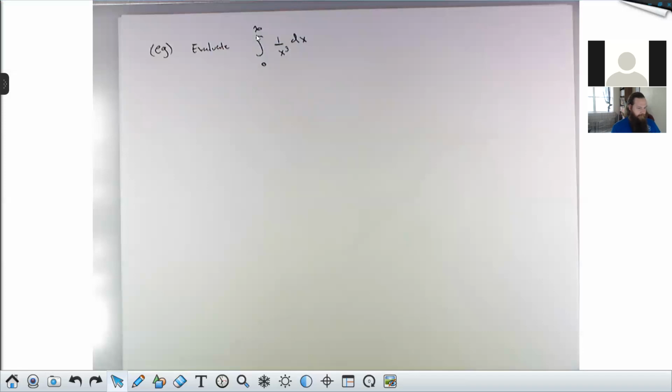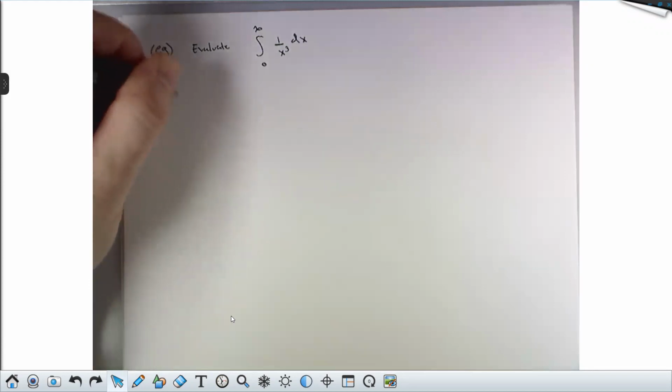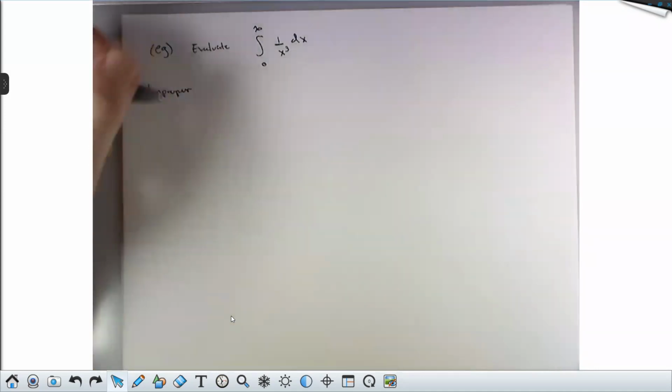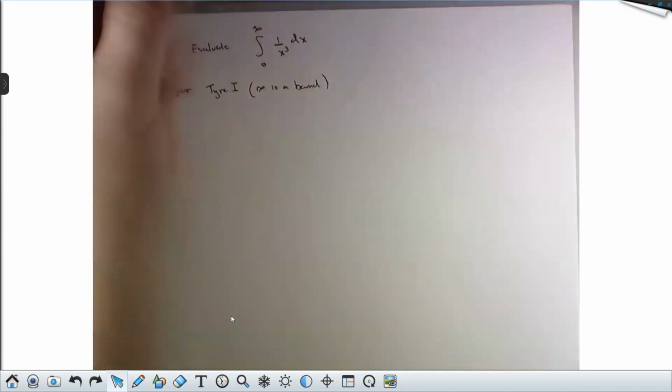Just waiting on you. I know you guys know this. It is improper. Why? This is one thing we see right away. It's making the integral improper. Why is it improper? Is it type 1 or type 2? Definitely there's type 1 stuff going on because of the infinity here, right? Infinity is one of my bounds.